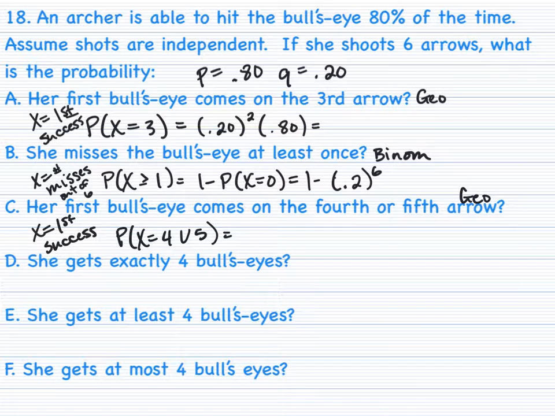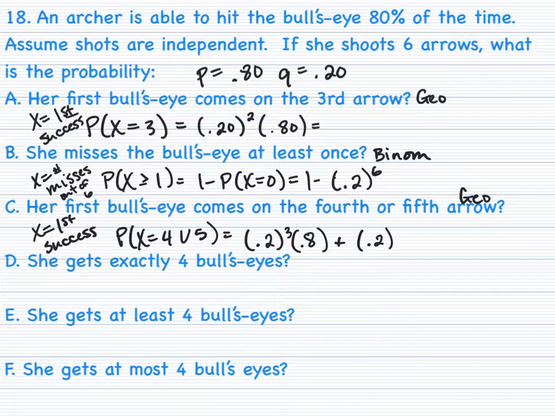So for the 4, that is 0.2 to the 3rd, and then times 0.8. So that's indicating 3 misses, and then bullseye. We're going to add that to 0.2 to the, why would it be, no.